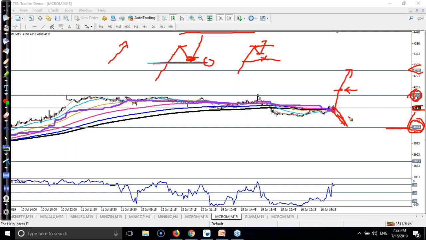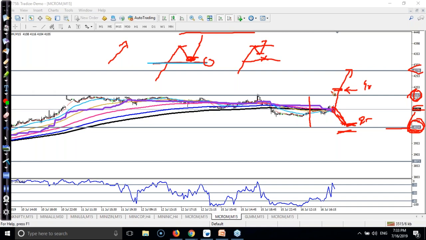We have seen two entry points. First, this is our entry point, and next, here is our entry point. Two entry points for the buy, not sell. For the sell, they must break this 4200. Below this area, we'll start selling. Not in this range. In this range, we have seen buy entries: one buy entry above this supporting line, and next, above this resistance line. Have you got what I'm talking about?